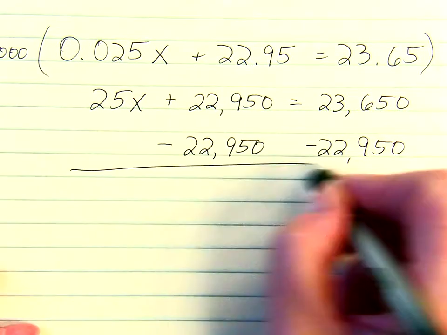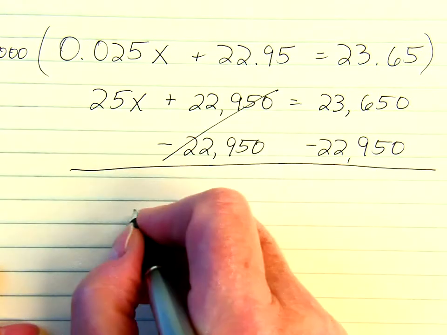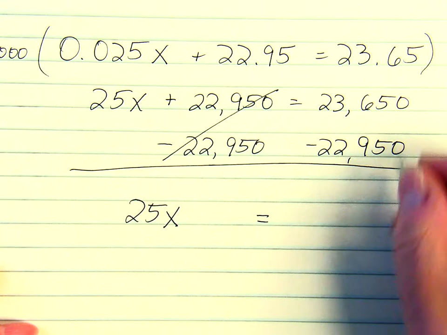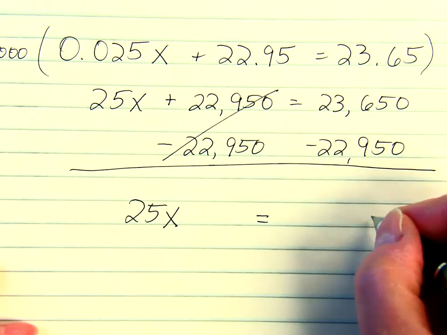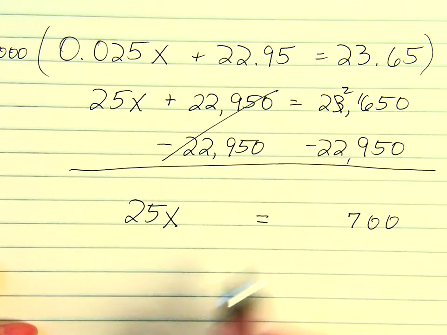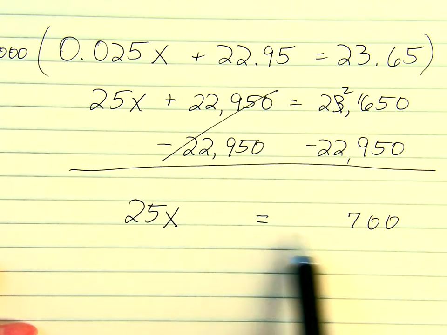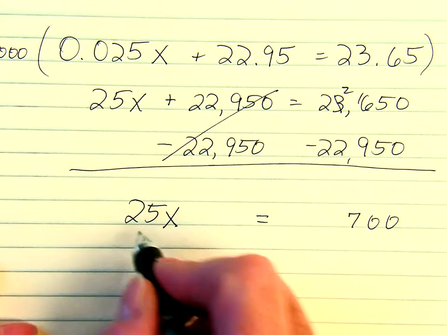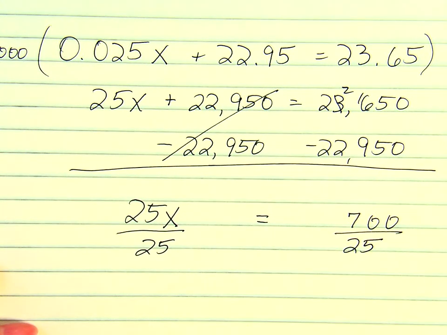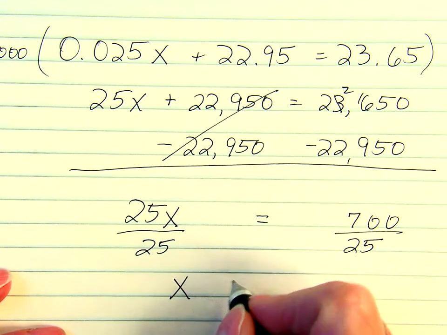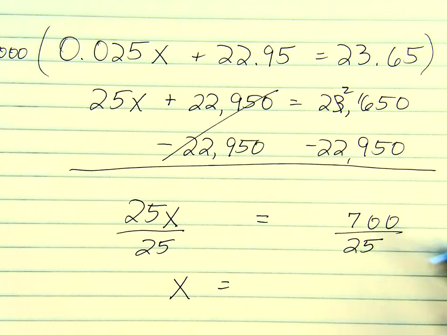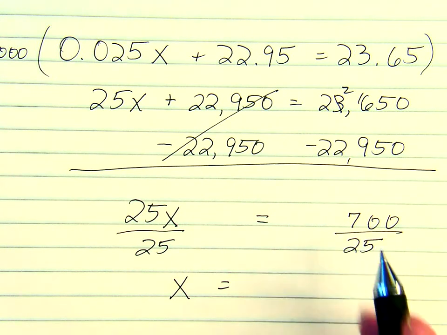Okay, this cancels out, leaving me with 25x equals, now I'll do my subtraction here: 0 minus 0 is 0, 5 minus 5 is 0. Here I'll borrow, and I get a 7. So I'm left with 25x equals 700, and we're dividing both sides by 25. An easy way to do this, of course, is that I know that there are 4 25s in every 100, so 4 times 7 is 28.